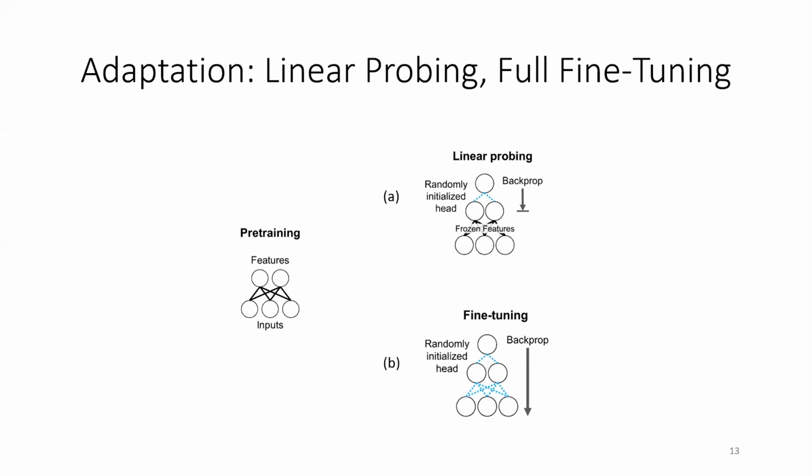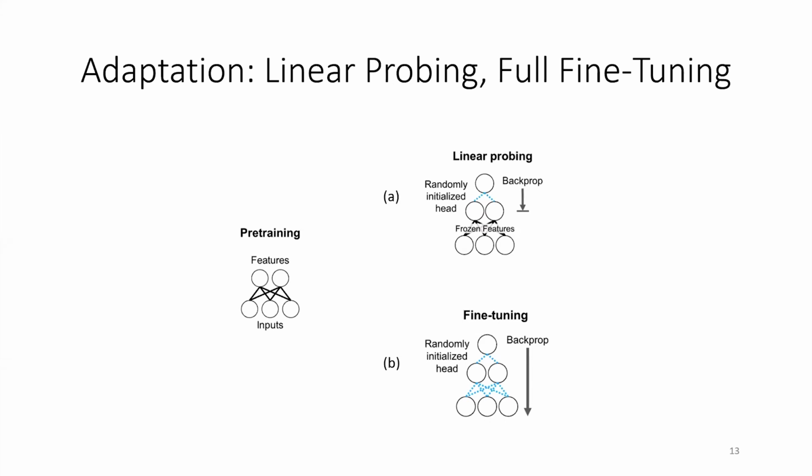So one classical way to use these features is to train a classifier on top of it, train a model on top of these features. So linear probing holds the model fixed, and you train a small model on top of it that takes the features and produces a label for your task.